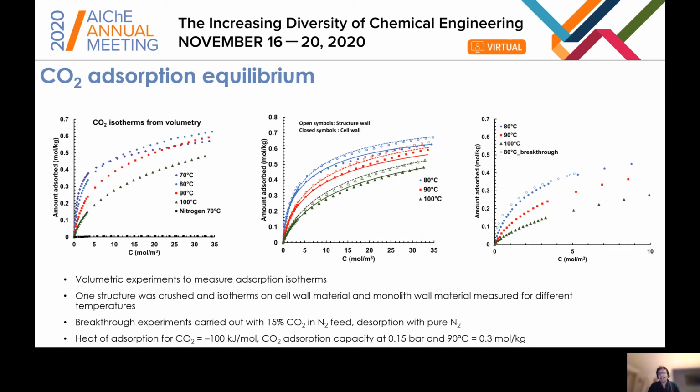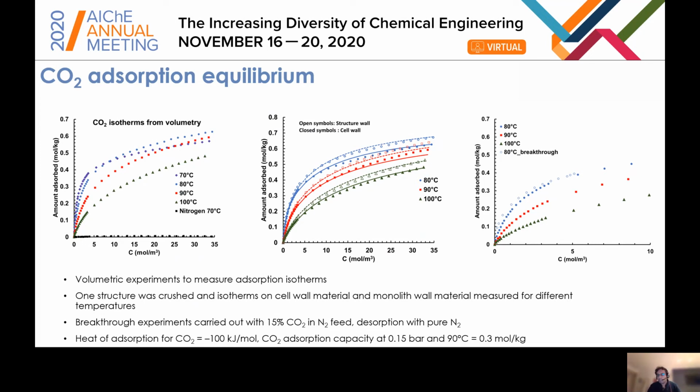The graph in the middle shows two sets of data, and those correspond to the adsorption isotherms of CO2 in the structure wall sample and the cell wall sample. And we can see that the adsorption isotherm is much stronger in the structure wall than the cell wall. It's not much actually, but it's around 10%. But we need to take into account that there is more active material in the outer part of the structure than in the cell walls.